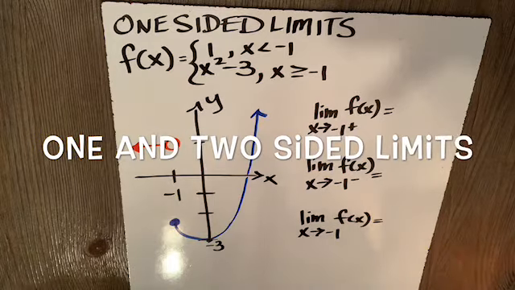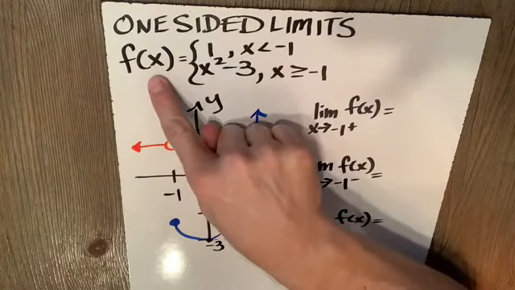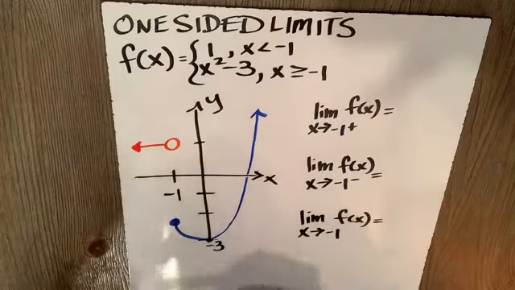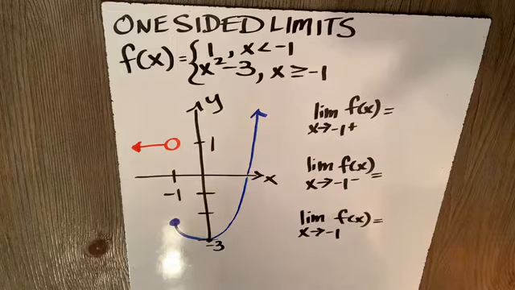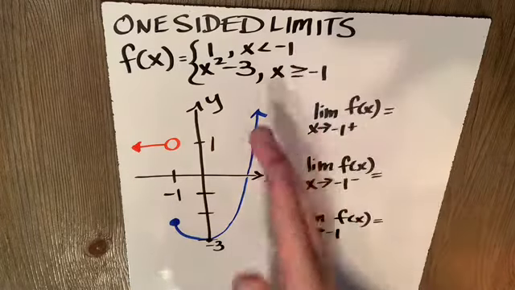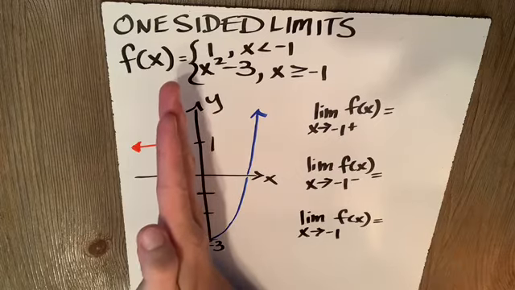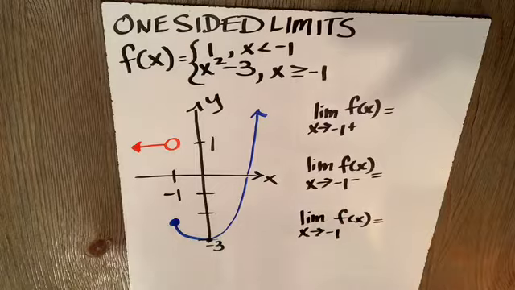Today we're going to talk about one-sided limits. If I have this piecewise function, it says f of x, or y, is equal to 1. We know that's a horizontal line at 1, but we can only use that where x is less than 1. Here's x equals negative 1. If we go to the left, that is our graph, x equals 1.